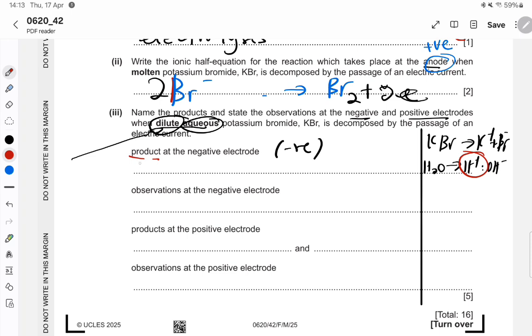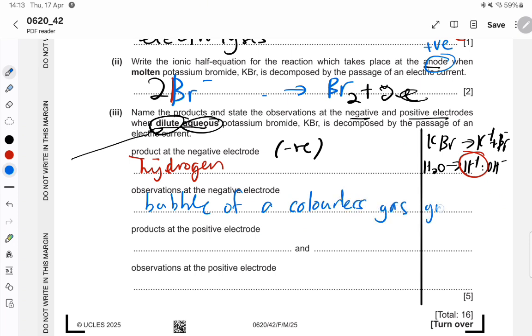So since H plus is chosen, ultimately what is the product? H plus will lead to hydrogen gas forming. Okay, but how about the observation? Bubbles of gas. Not just gas, try and use colorless gas given off. Okay, so bubbles of a colorless gas given off.